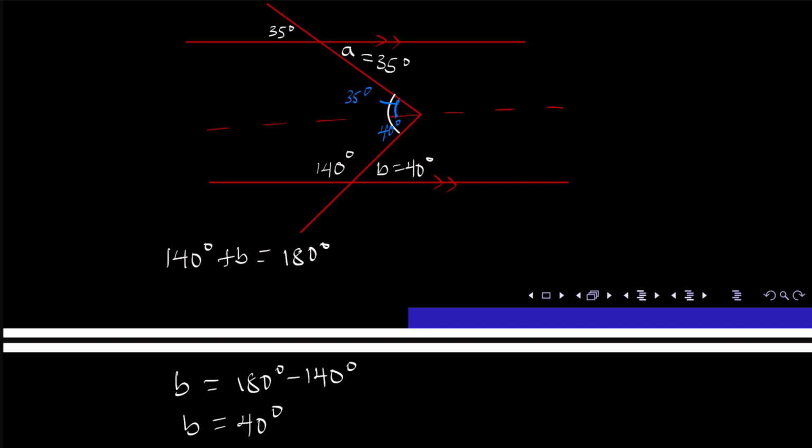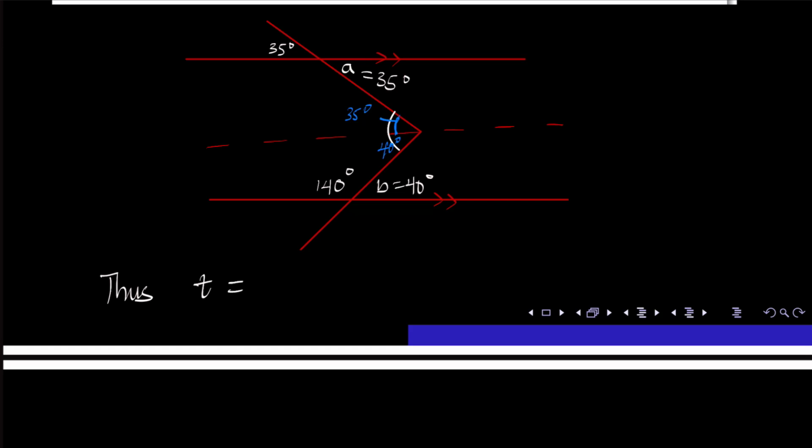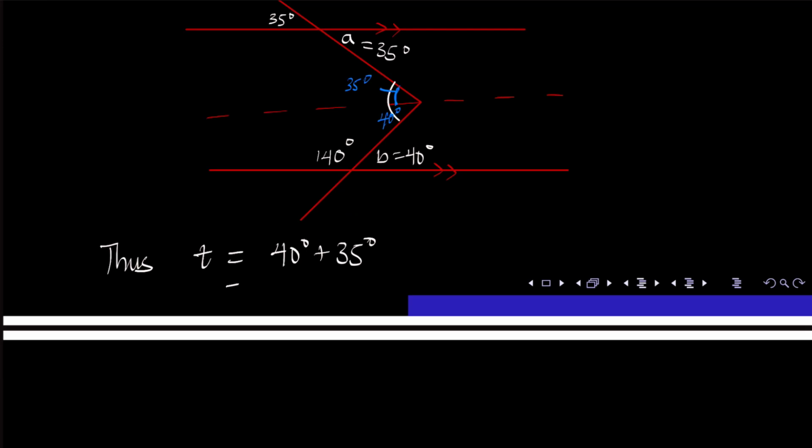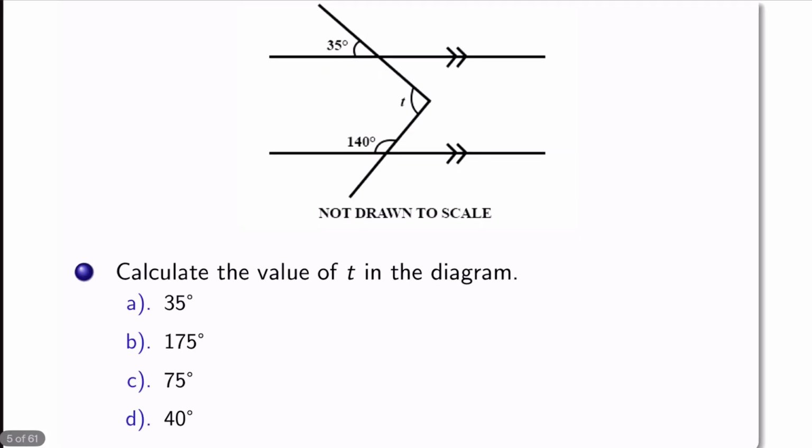Now, T is the sum of these two angles, right? And so we are going to have 40 degrees plus 35 degrees, which is 75 degrees. Thus, T is equal to 40 degrees plus 35 degrees, which is equal to 75 degrees. And so the correct option is option C.